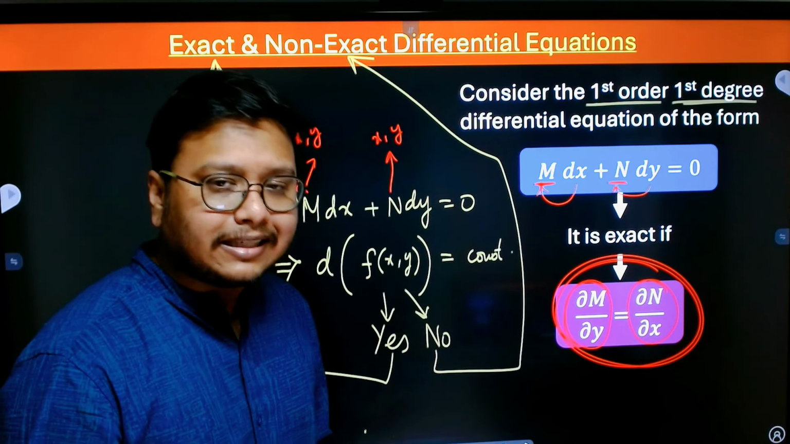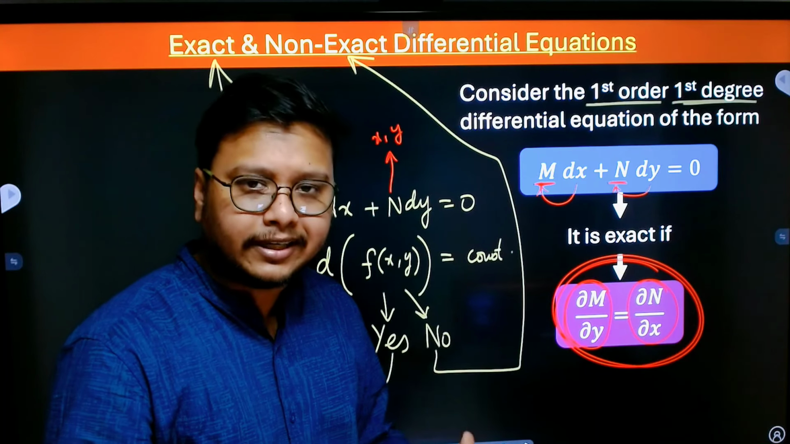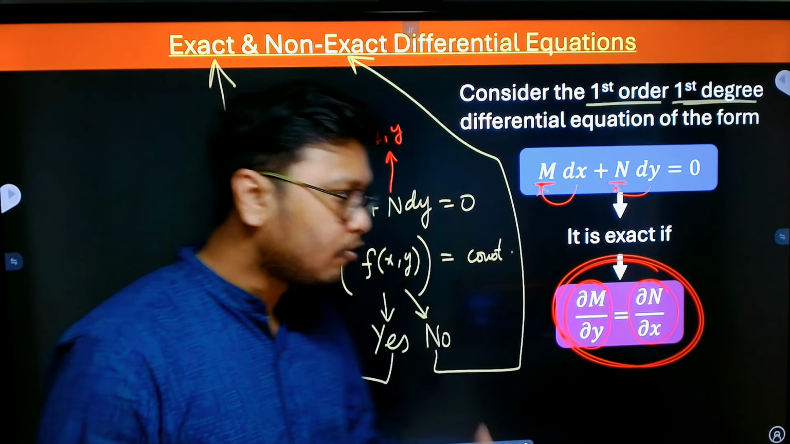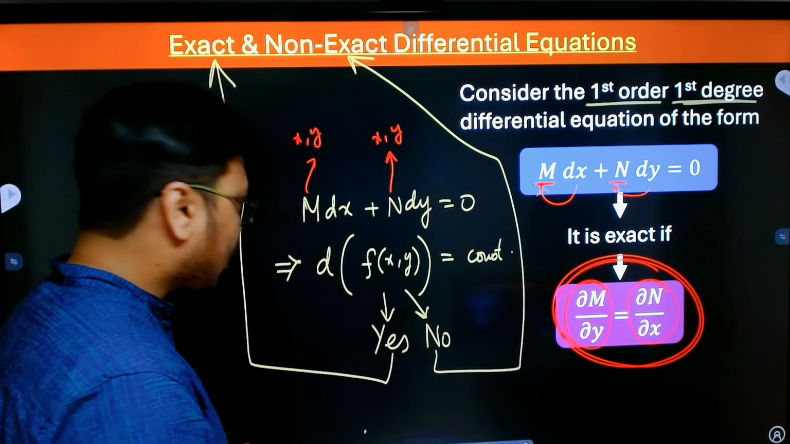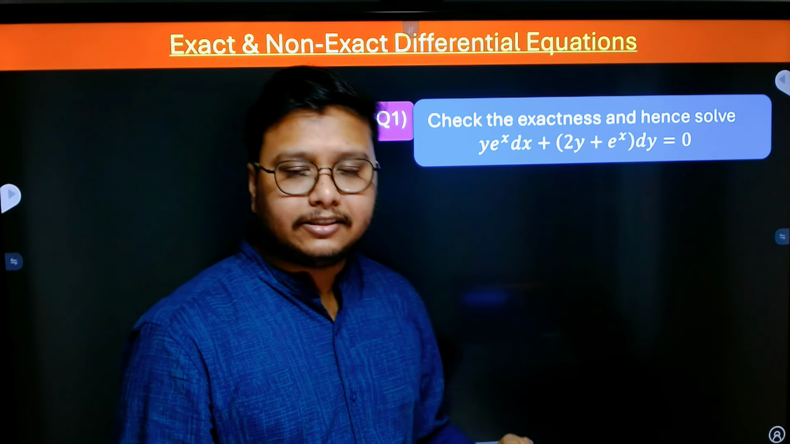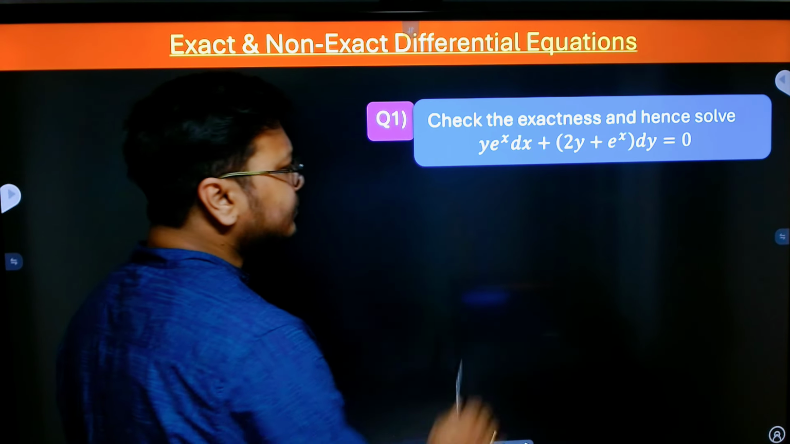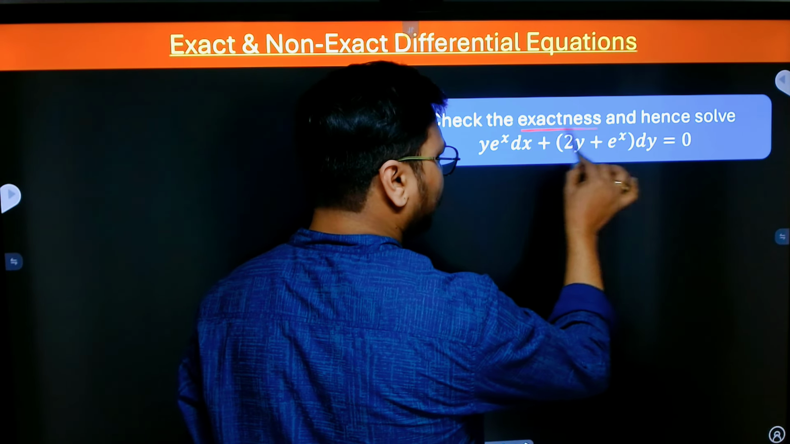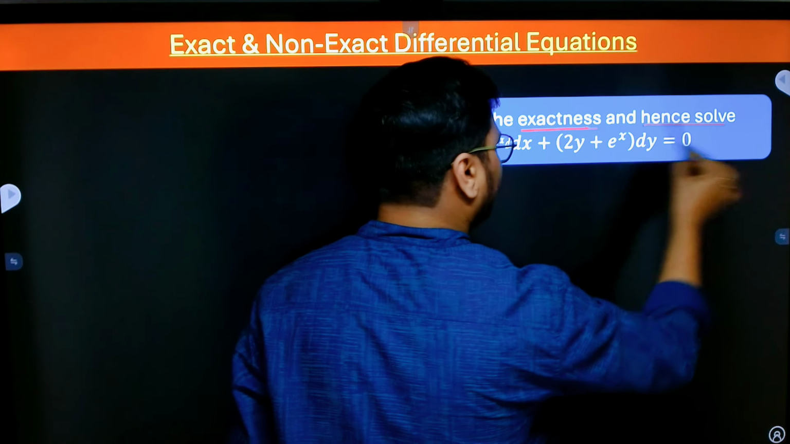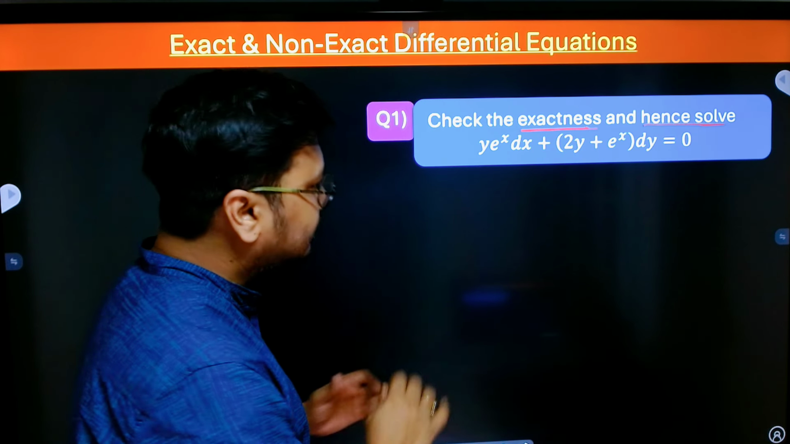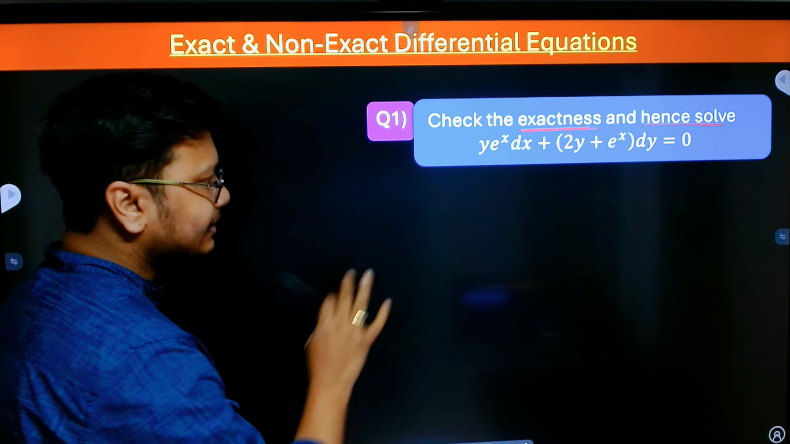Okay, and once it is exact, then the solution process is very easy. I'll tell you that right now with one question that we will be solving. So let's look at this differential equation. First we need to check whether this is exact or not, and then hence we need to solve it. Okay, so first let's examine whether it is exact or not.